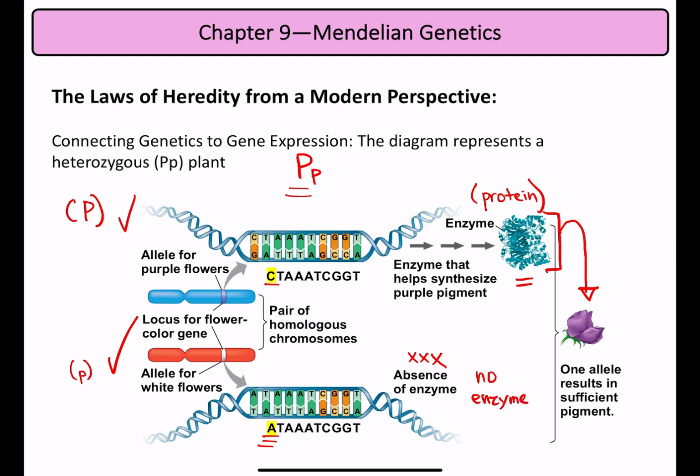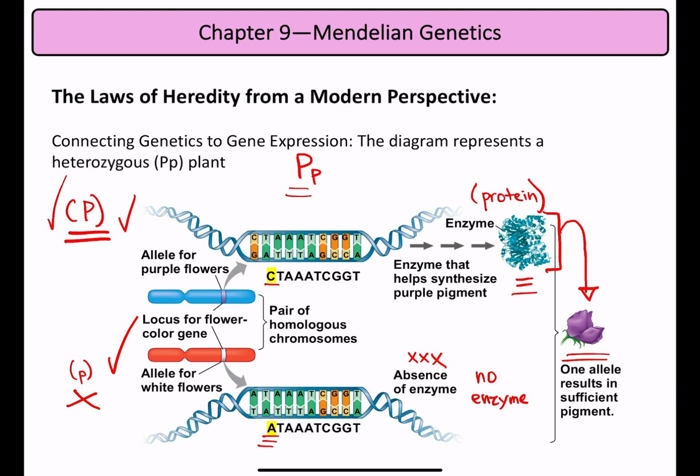But this plant can compensate for that. It has one working copy of the gene, one broken. That's okay. It can just go to the working copy, express the gene, build the enzyme, has purple flowers. Okay? So that's kind of what's going on.